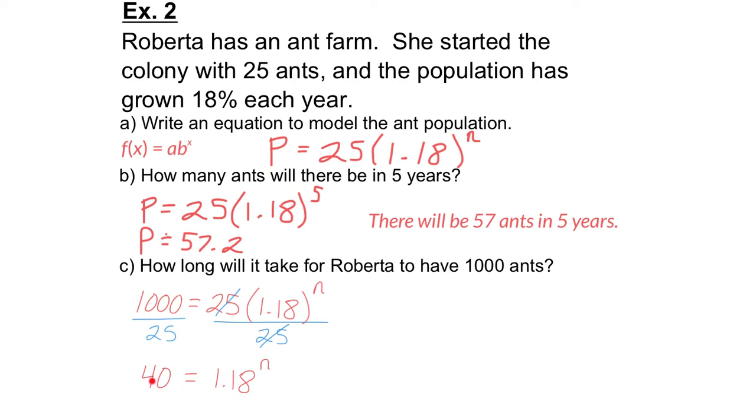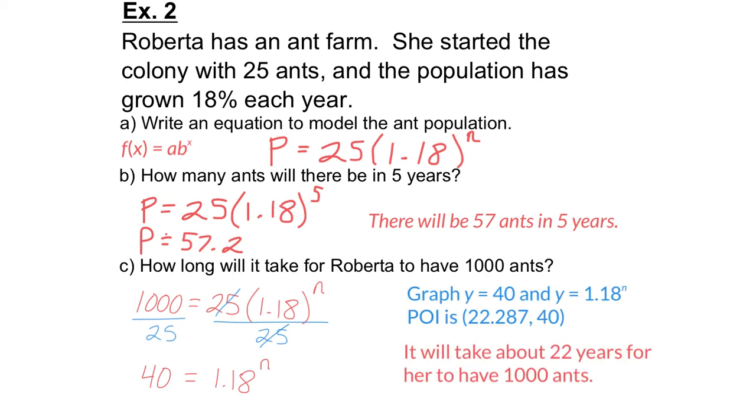Now, I can't seem to get these as powers of the same base easily, so I'm going to solve by graphing. We'll solve it with the same method as before. We're going to graph y equals 40 and y equals 1.18 to the exponent n. We'll find the point of intersection, and then that will tell us the value of n. So once I graph those, I get the point of intersection, according to Desmos, which tells me that my independent variable is 22.287. n is 22.287. So I'm just going to say it's about 22 years for her to have 1,000 ants.